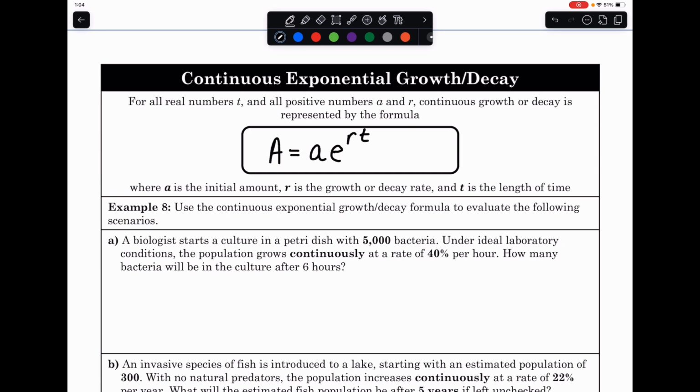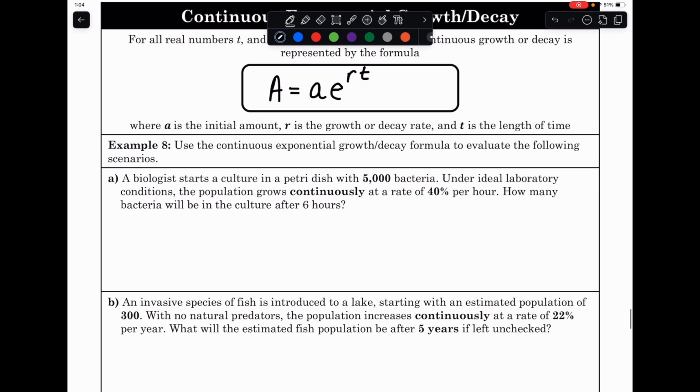So for example, a biologist starts a culture in a petri dish of 5,000 bacteria, and under ideal laboratory conditions, the population is going to grow continuously. Since we're given that we have continuous growth, we know that we have to use this formula. Context clues have to be provided to make sure that we understand there's continuous growth, at a rate of 40% per hour. How many bacteria will be in the culture after 6 hours?